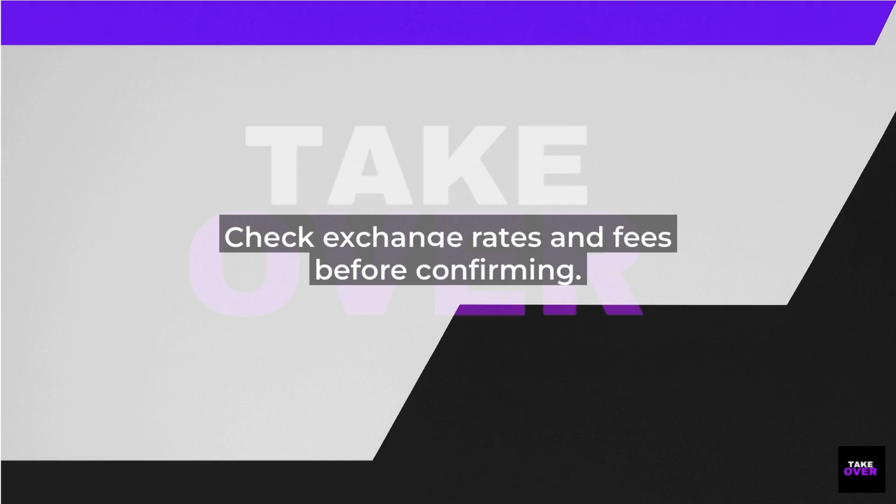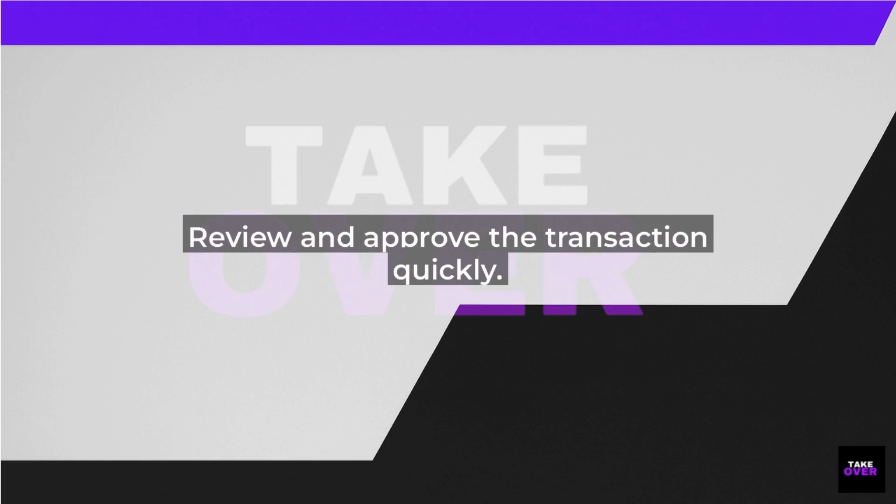Before you confirm, double-check for any fees. OKX typically has low transaction fees, but they can add up, especially with network congestion. Once you're happy, hit the Confirm button. You'll get a confirmation screen, review it carefully, then approve the transaction. It should process quickly, often in minutes. After the conversion, head back to your wallet to see your new USDT balance.